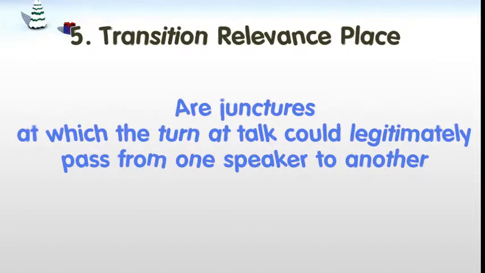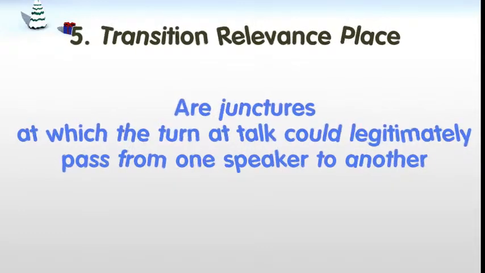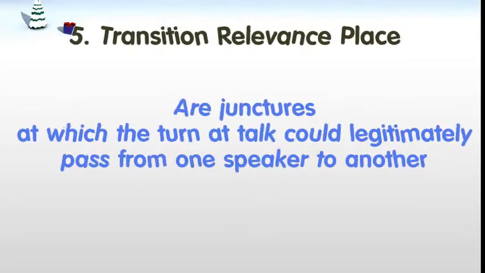Each point in the ongoing conversation at which a turn of talk passes from one participant to another usually occurs at what is known as a transition relevant place, or TRP. That is to say, transition relevant places are junctures at which the turn of talk could legitimately pass from one speaker to another. There are two conversational styles.